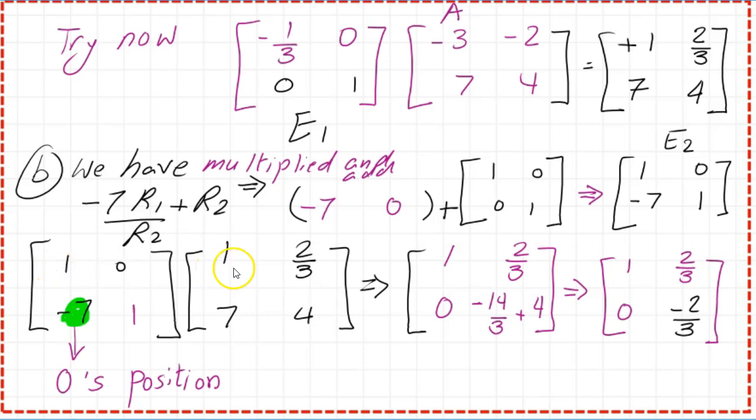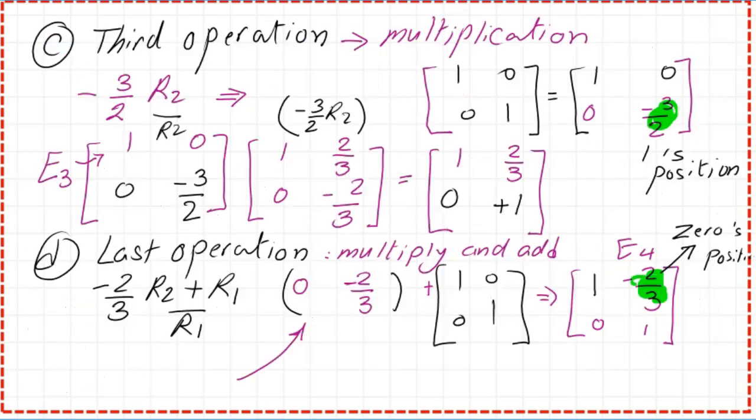We check 1, 0, there is no change, so we have 1 and 2 over 3. -7 by 1 plus 7 by 1, we get 0. -7 by 2 over 3 plus 4, we have -14 over 3 plus 4, which is -2 over 3. This is the second operation. We'll move to the next slide.